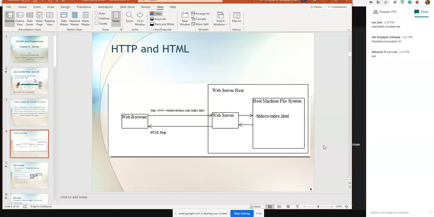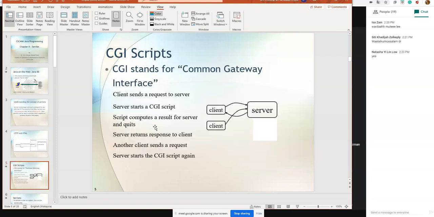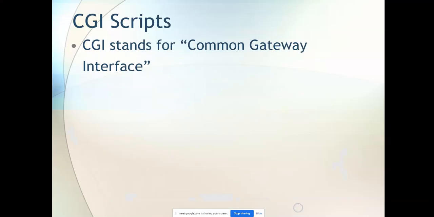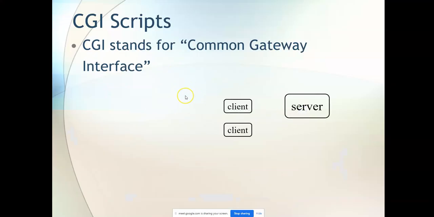Okay, so saya percaya you guys tahulah macam mana the internet or the HTTP dengan HTML ni works. From your web browser, send request kepada web server host, post balik request. Okay, so CGI script ni, what does it mean? CGI stands for Common Gateway Interface. So the client... yang ini saya kena buat macam ni lah, baru you nampak flow dia. So CGI ni pun sebenarnya dia macam a server. Functions more or less sama macam servlet.